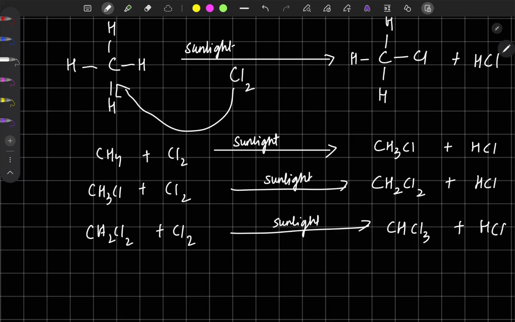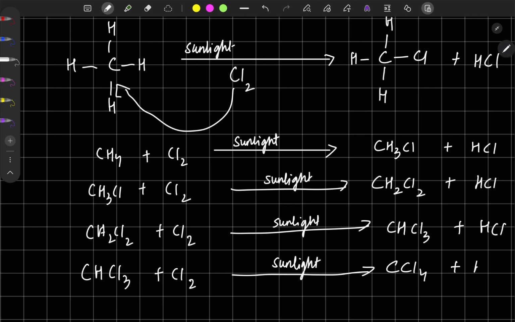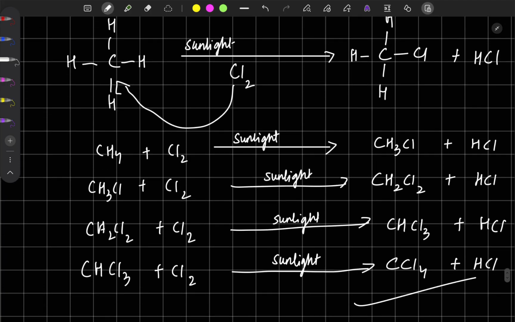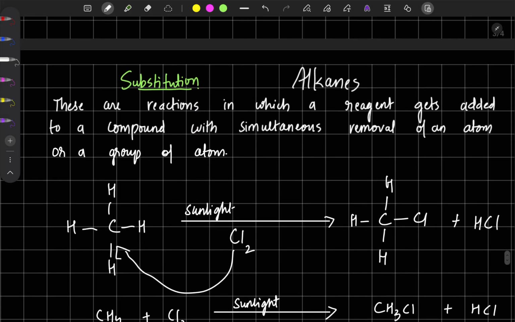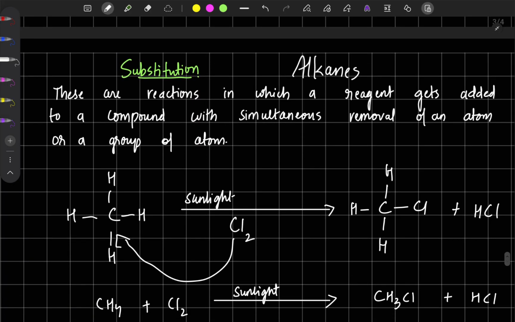So that means substitution is happening continuously. This will be the last substitution because there is only one hydrogen remaining. So in the presence of sunlight, this hydrogen will be removed to form CCl4 plus HCl. Now the reaction stops. So basically this is like a chain reaction. You can write any one reaction, that is totally fine. So just understand substitution reaction: one thing gets substituted in the place of another thing.